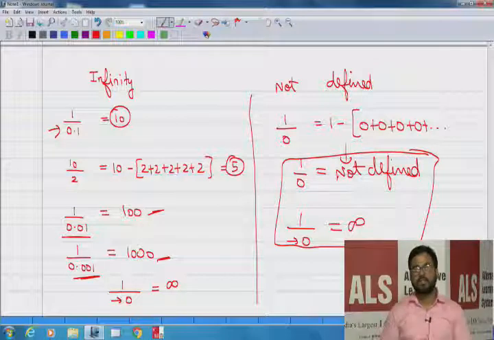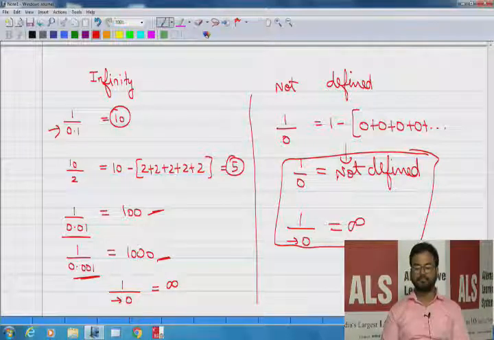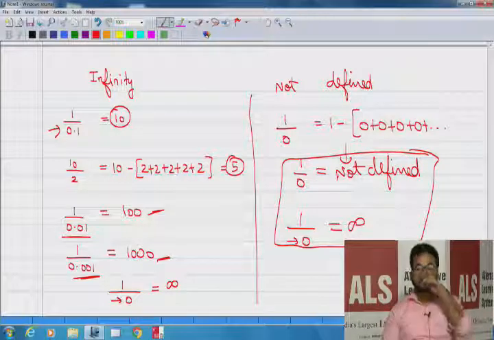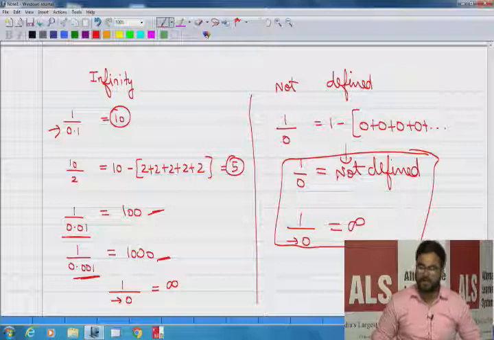Is this clear? Shillong Center, CC Pur, St. Joseph. So always keep this in mind. This is a very important concept, the difference between infinity and not defined.